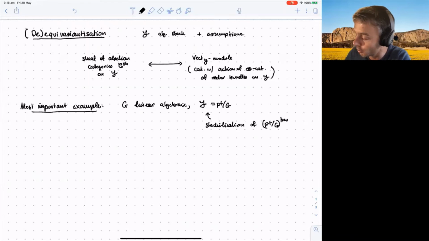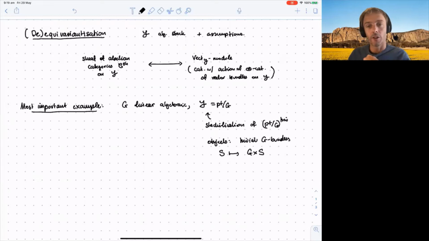Triv, which sends any test scheme to, so this has objects trivial G bundles. Okay, so S, any test scheme, goes just to G times S. And because any principal G bundle is locally trivial, the stackification of this pre-stack is point mod G, the classifying space for G bundles. The beautiful thing about this pre-stack is it's very easy to understand. Namely, we associate to every test scheme S a single point, and its endomorphisms are the S points of G.